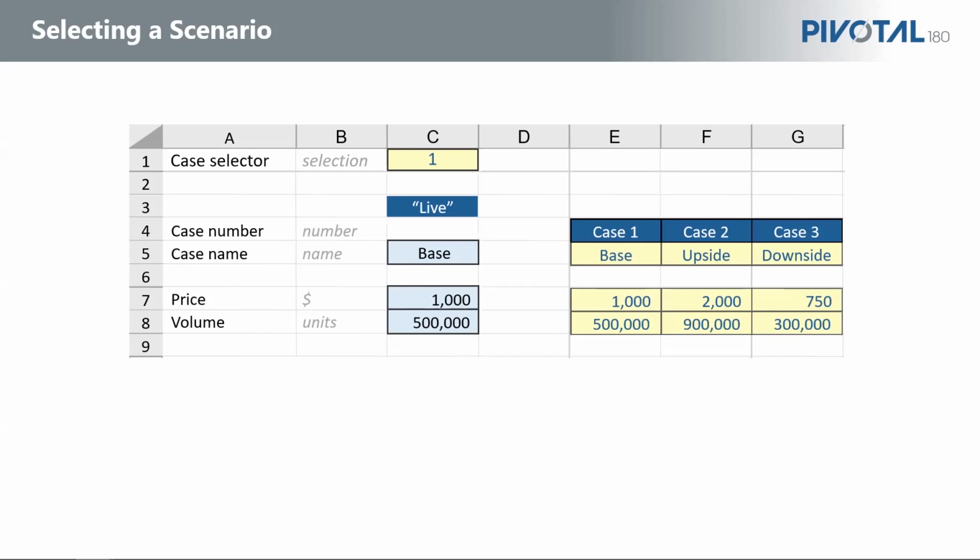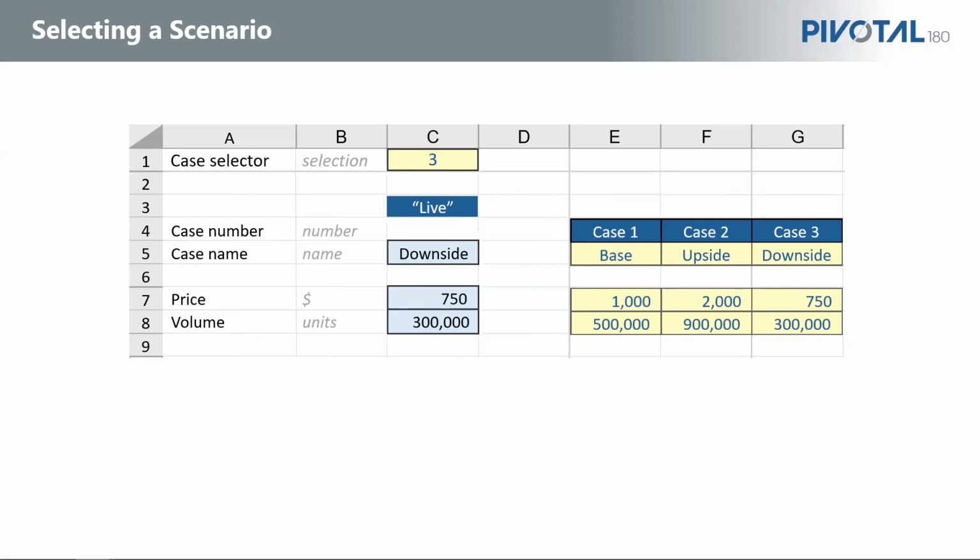And what this lets me do is if I then change the number in that case selector cell to case number 2, price and volume are now reflective of my upside case, and that's what will be populating my model. And if I change that case selector to case number 3, the price and volume have gone down to what's reflective of the downside case, and that is what is currently live and flowing through within my model.